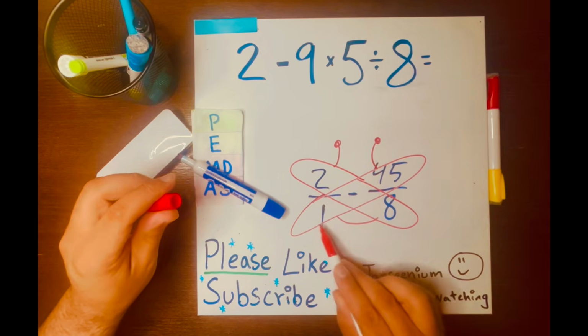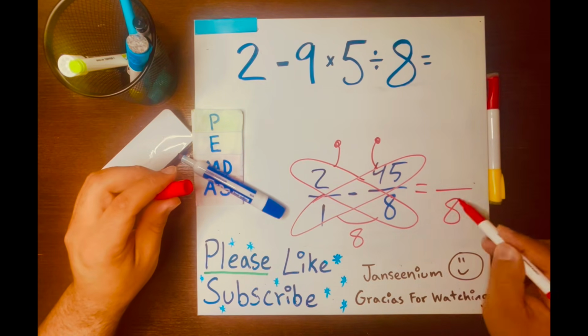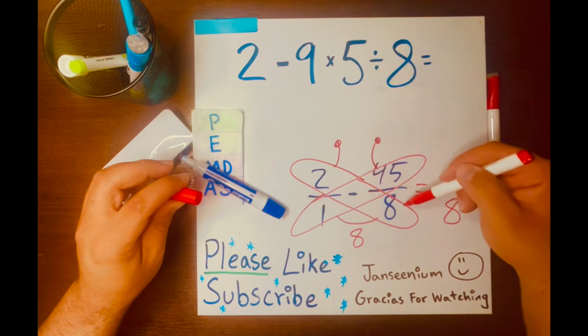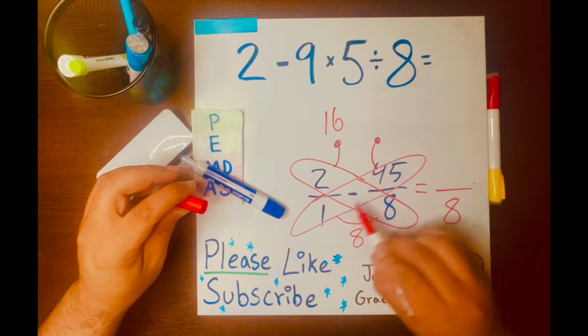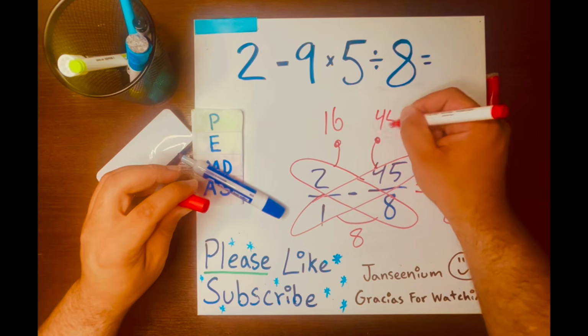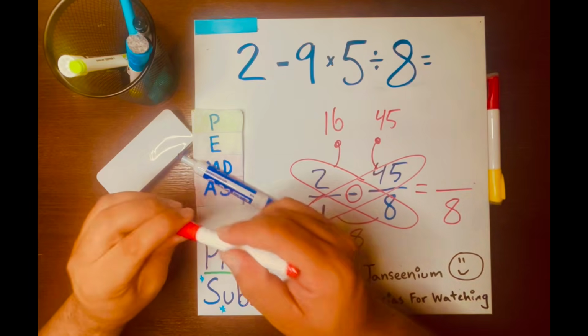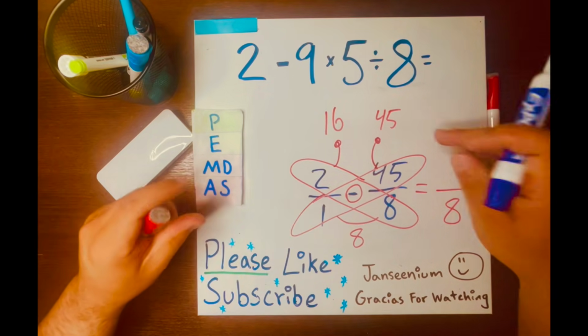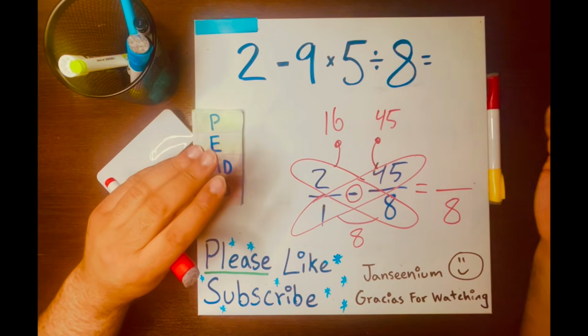So here's the body. 1 times 8 is 8. So the denominator is 8. And 2 times 8 is 16. And then 1 times 45 is 45. And then we subtract 16 minus 45. And yes, you can turn these numbers around. 45 minus 16 gives you a negative result.